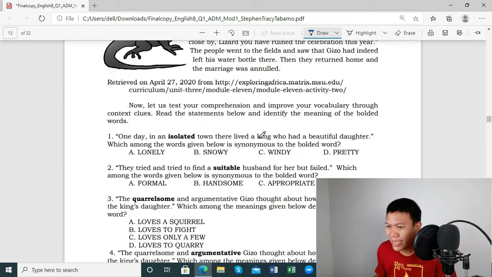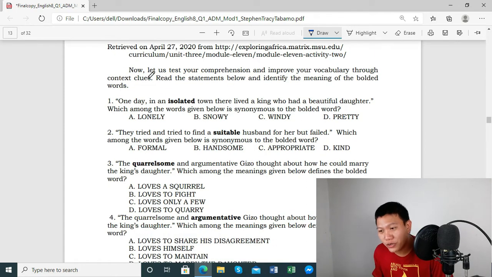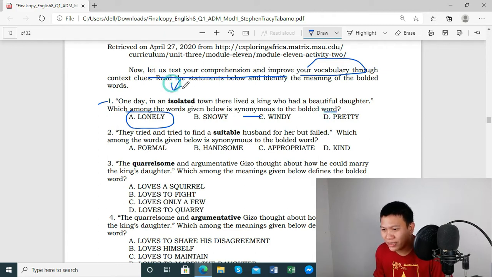Next, after reading it, we will test your comprehension. You will now define difficult words. Okay, vocabulary words. Number 1, all you have to do is to identify the answer. One day, in an isolated town, there lived a king who had a beautiful daughter. Which among the words given below is synonymous to the bolded word isolated? Is isolated snowy, windy, pretty? No. So the answer is lonely.